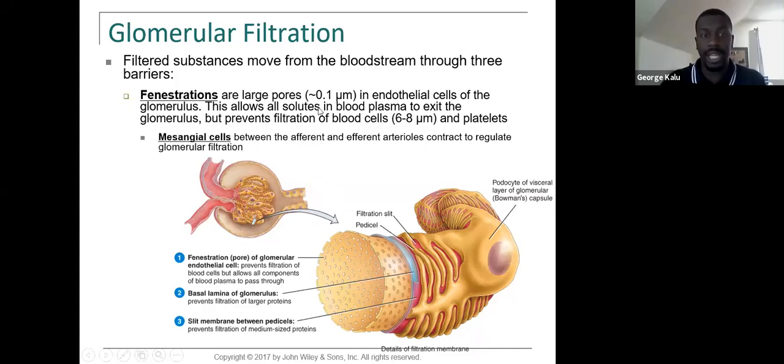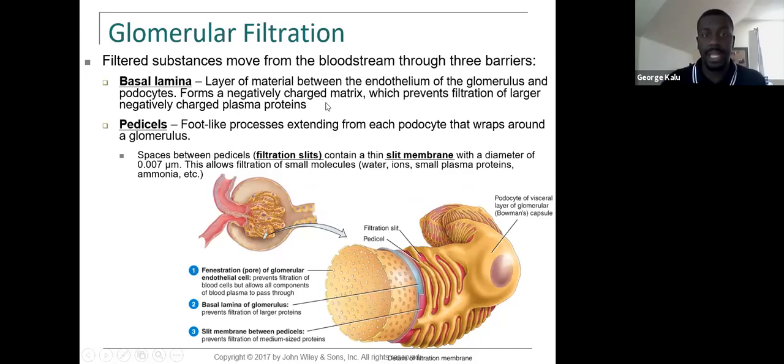The second structure is the basal lamina. The basal lamina is just a layer of tissue between the endothelium of the glomerulus and the podocytes. It is mainly negatively charged. This seems like a not really important detail, but it is actually very important because most plasma proteins are also negatively charged.